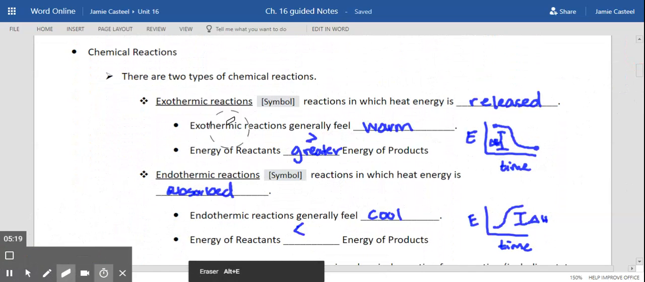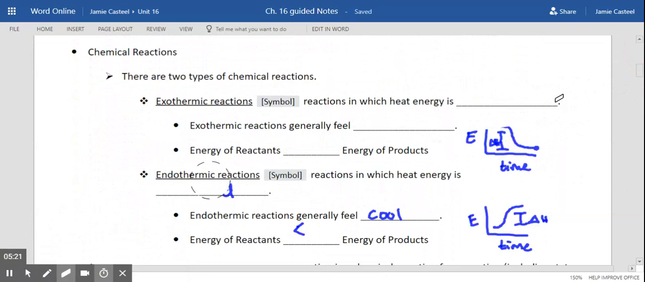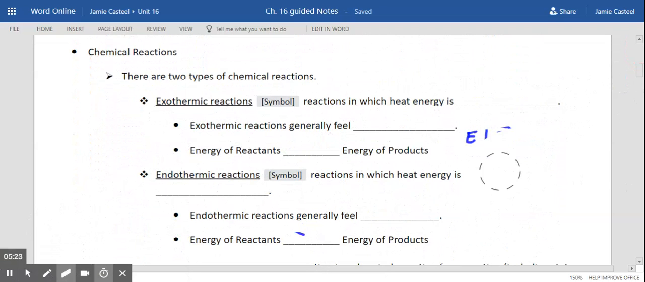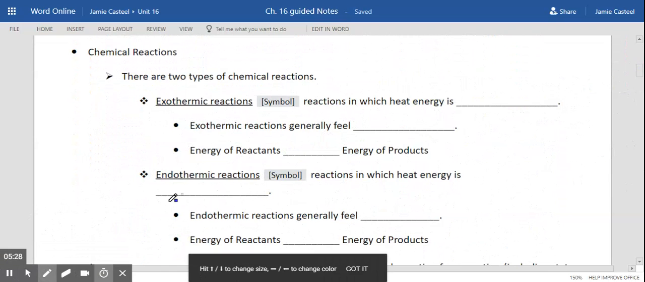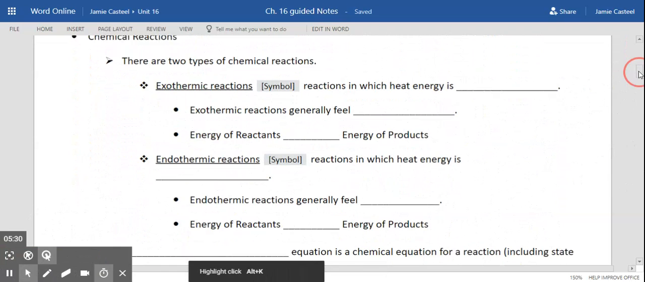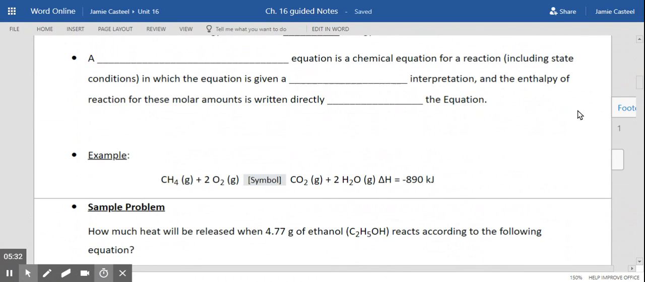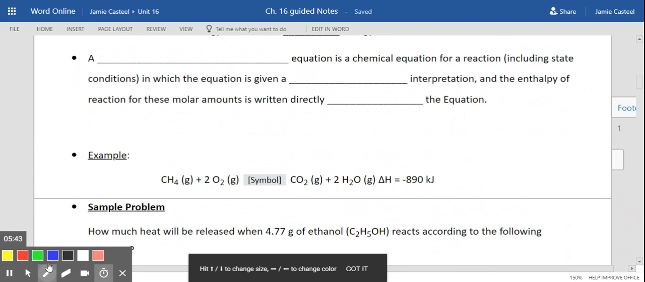We're going to slide down. Again, if I go too fast, just rewind this, back it up. Oops, wrong button. Slide down. A thermochemical equation is a chemical equation for a reaction that includes state conditions in which an equation is given a molar interpretation. I should probably be writing this. Write the word thermochemical here.